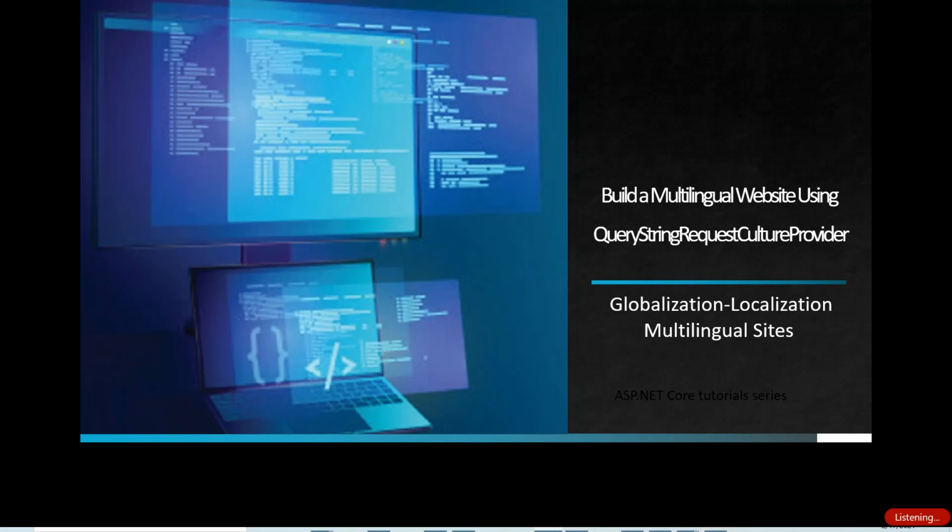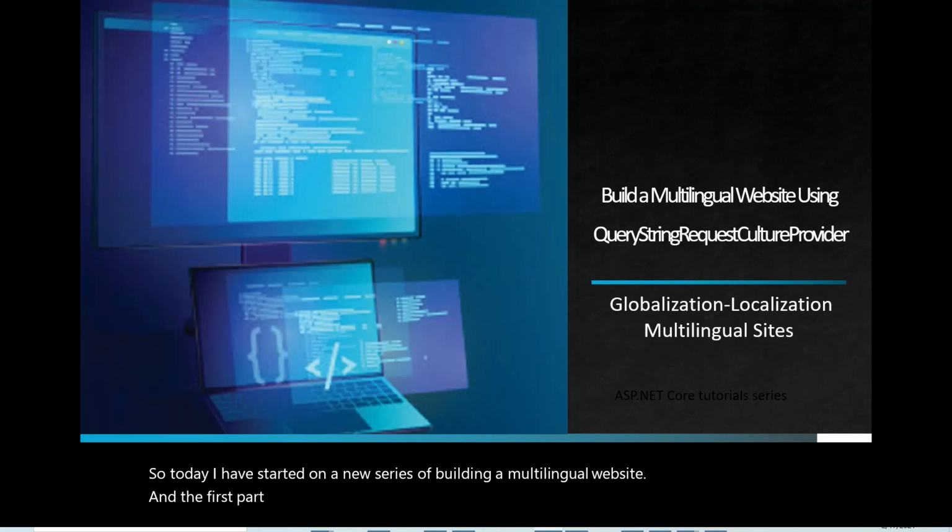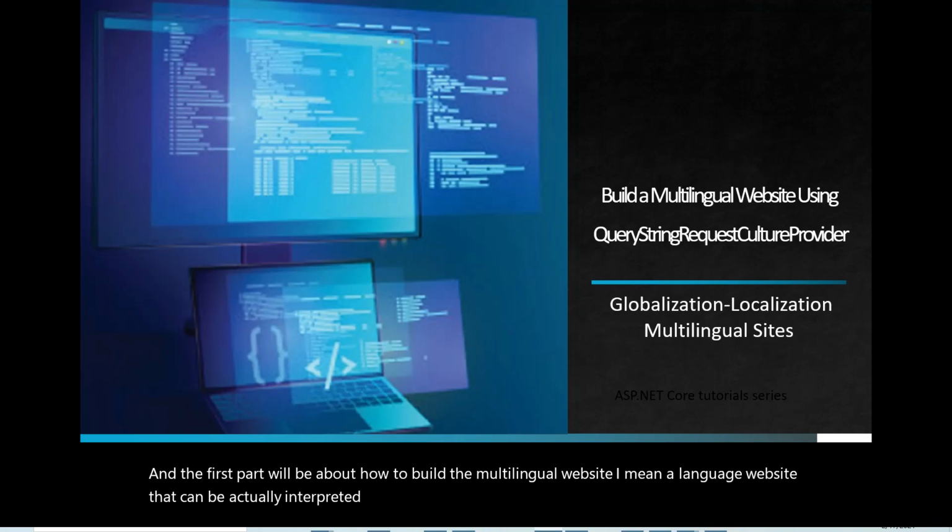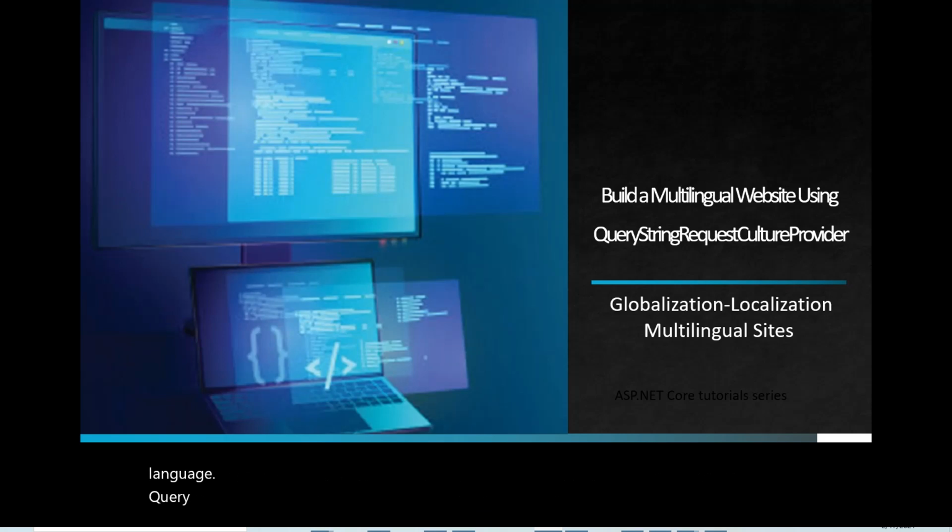Welcome all. Today I have started a new series on building a multilingual website, and the first part will be about how to build it. I mean a website that can be interpreted in several languages like English, French, Spanish or any other language by QueryStringRequestCultureProvider.